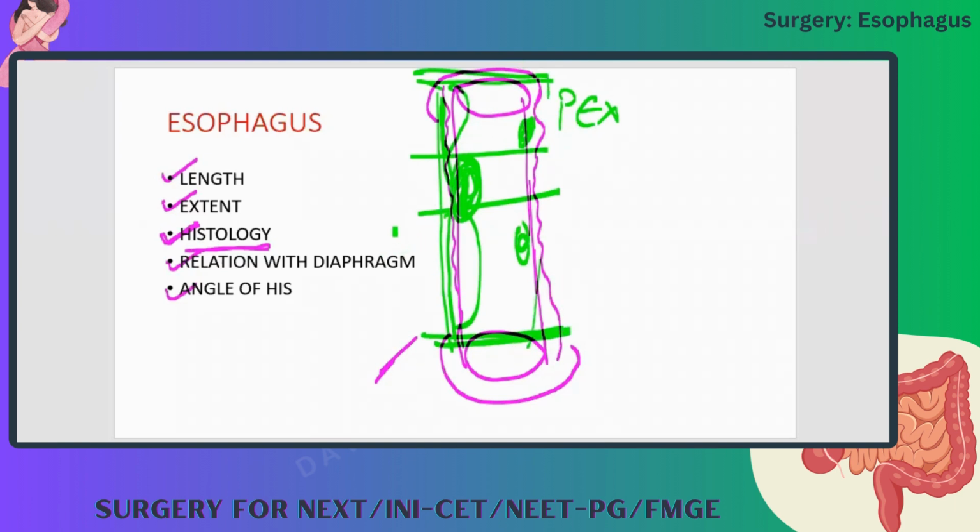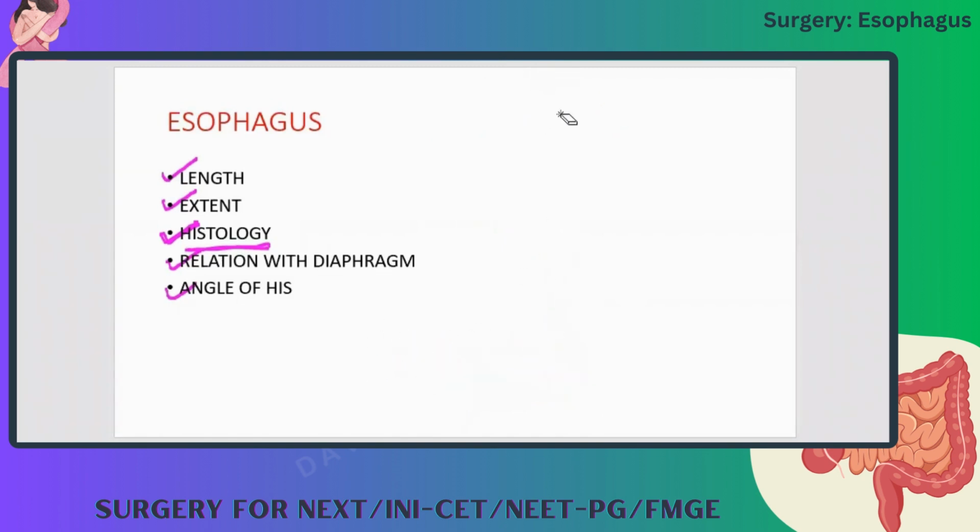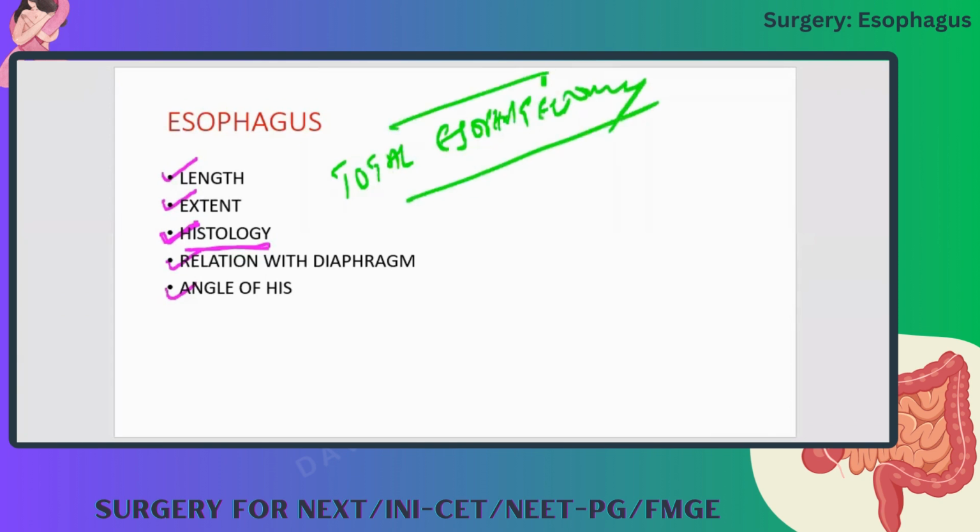Why? Because of the absence of the serosal layer, it can spread longitudinally. Due to this, we can never do a partial operation here. If a patient has an esophageal mass or esophageal cancer, he has to undergo what? Total resection, that is total esophagectomy. That is the important point regarding the histology. Why total esophagectomy? Why never partial? Because of the absence of this layer. Clear?